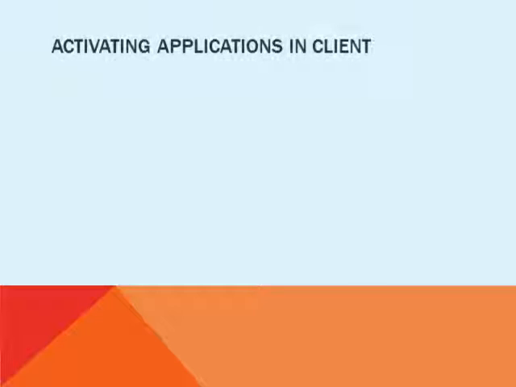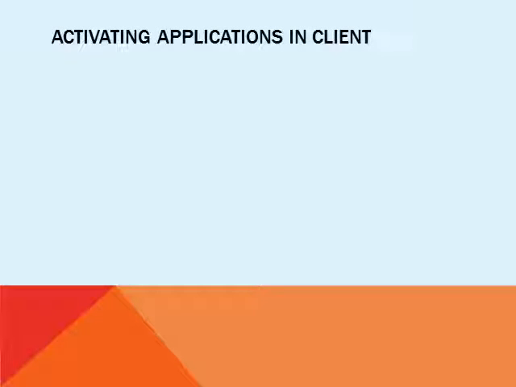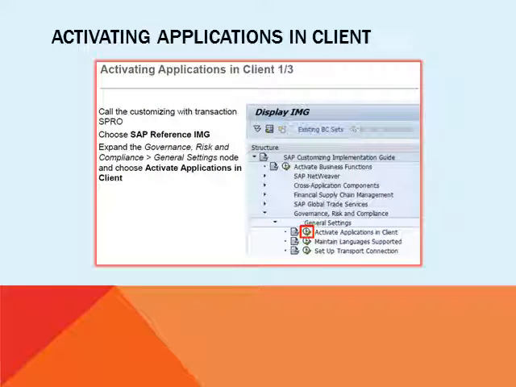We're gonna start with activating applications in client. Activating client copy will be done by basis guys. So the transaction code is SCCL. So after copying the clients, our part, we have to activate the applications in client. Call transaction SPRO. Expand the governance, risk and compliance in the general setting node and choose activate applications in client.